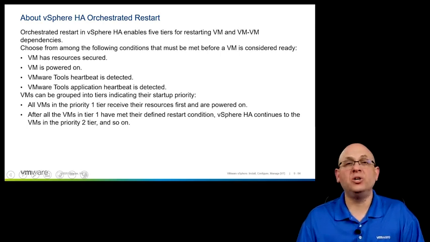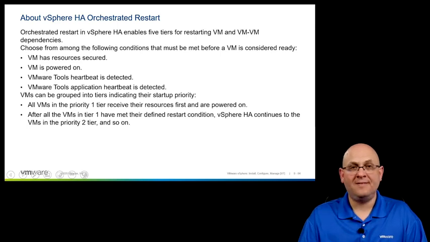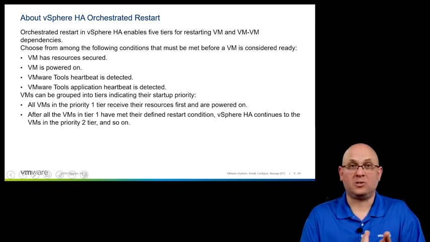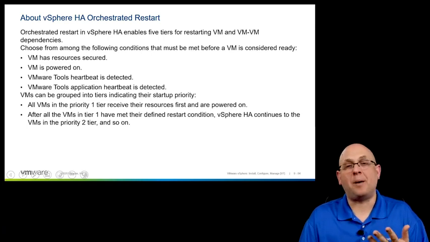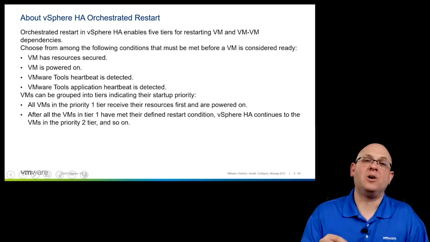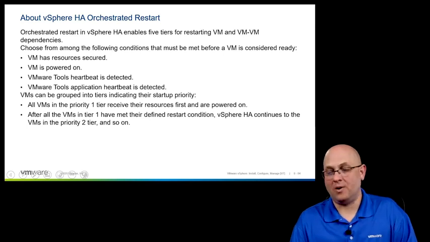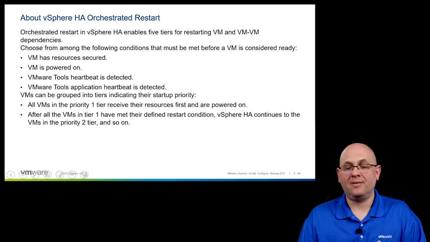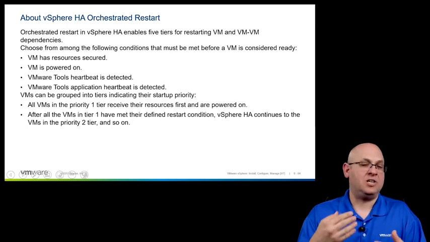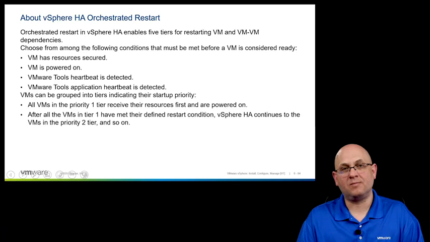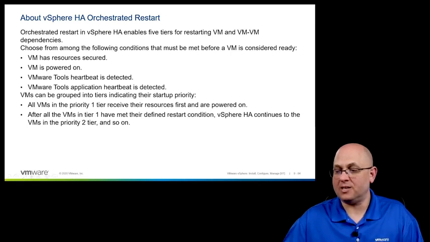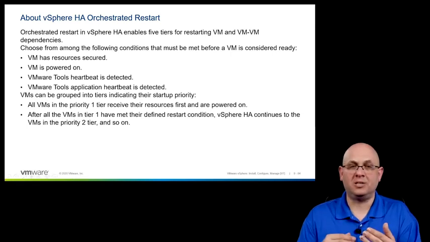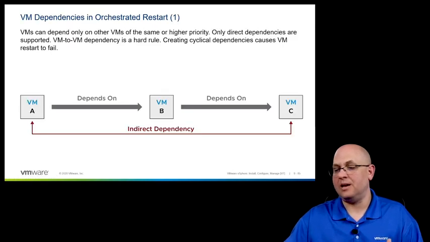Okay? And we can choose to go from one VM to the next when the resources are secured, the VM is powered on, the VMware Tools heartbeat is detected, or the application heartbeat is detected, just like we could when we set up the default restart priority. Okay? And we group the virtual machines into tiers. Okay? Tier 1, Tier 2, Tier 3 VMs. Tier 1 starts first. And then when all of those VMs have met one of these conditions up here, we can move to Tier 2, and then we can move to Tier 3, and so on.